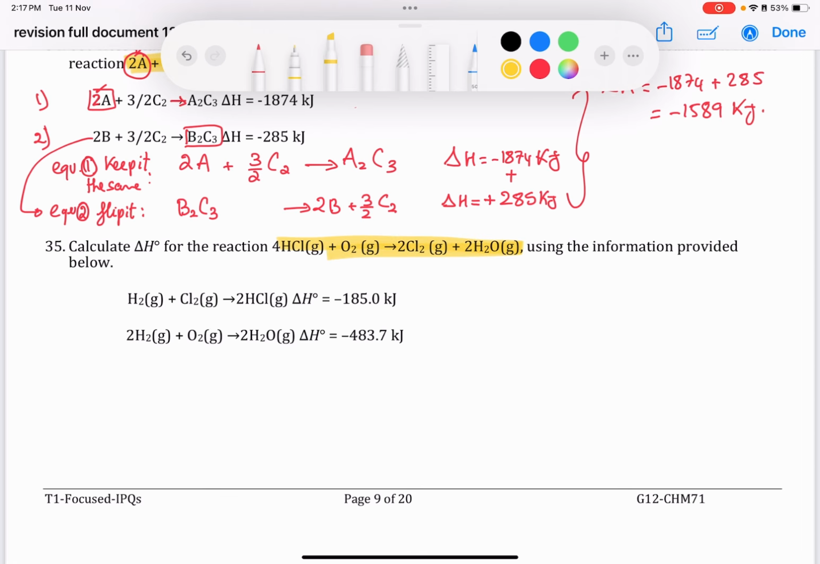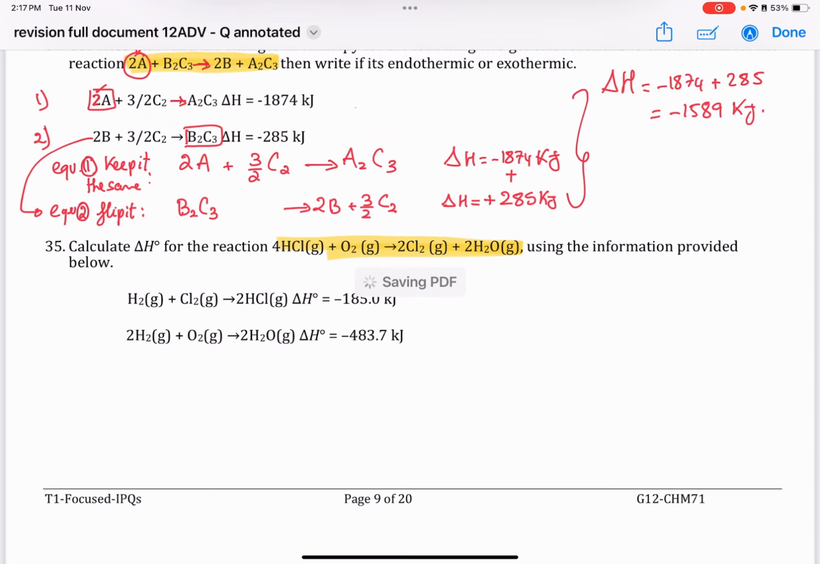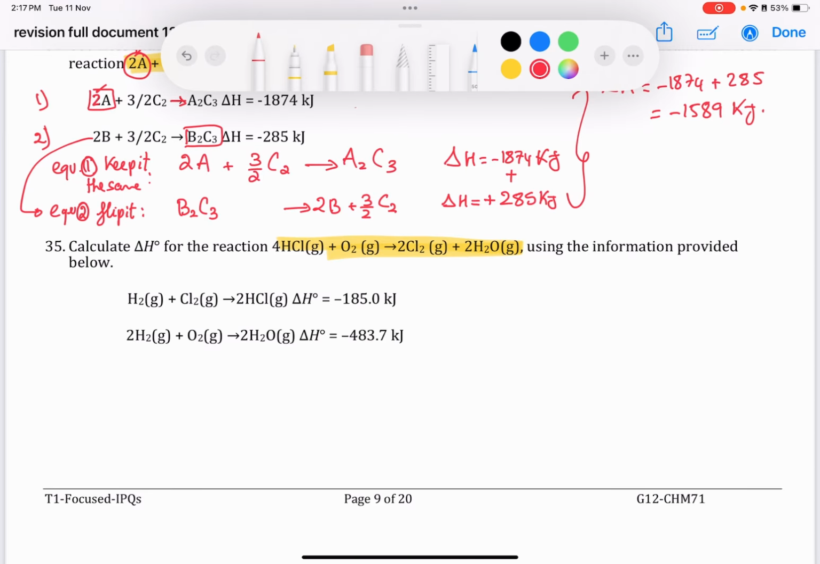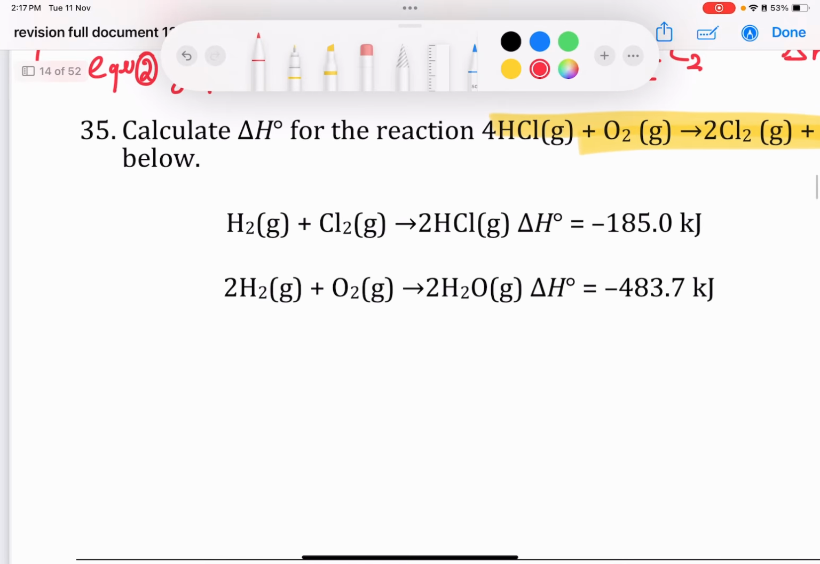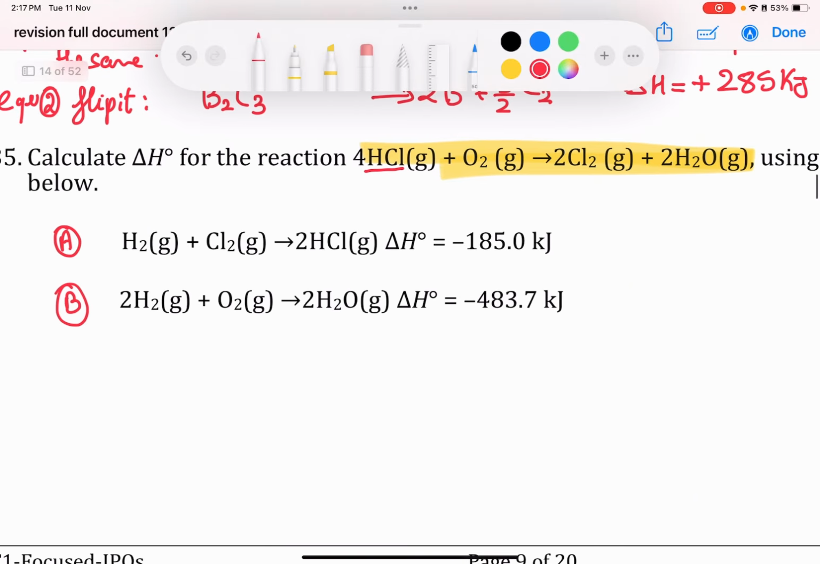One more question. Here's my target equation. And I need to manipulate the given equations, equation A and equation B, in order to reach the target. So let's search one by one. Let's first find HCl. Here's HCl. It's over here. Yeah, but I want HCl on the reactant side. You see, here's the arrow. I want it on the reactant side.